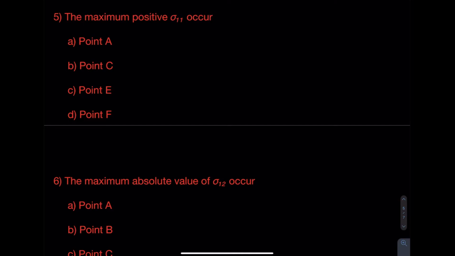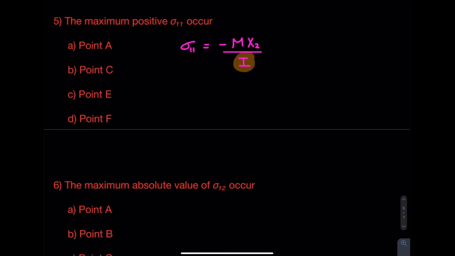For this, we're going to have to look at the formula for sigma 11. Sigma 11, given to us from the theory, is simply negative M multiplied by x2, all divided by the moment of inertia I. So we're going to look at this formula and ask, how does this vary when we start looking across the beam? Let's look at the parameters. The first one is I. The nice thing, and this is why I highlighted it, is that this I is constant at every point along the beam.